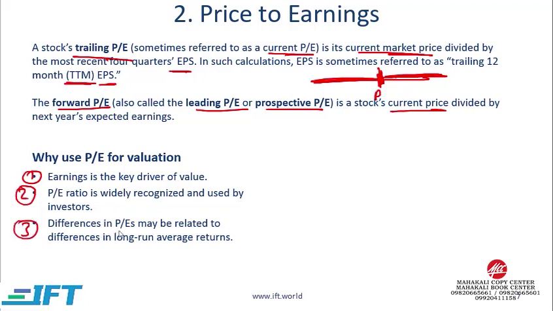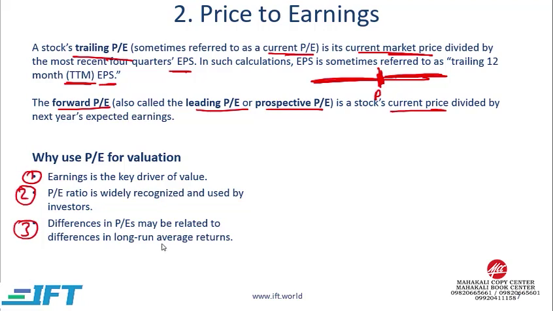And three, differences in PEs may be related to differences in long-run average returns. This connects with a reading you did at level 1, a reading in equity on anomalies. You might recall that in looking at equity markets, one anomaly that was highlighted was that companies with relatively low PEs tend to outperform companies with relatively high PEs. So a lot of people do believe that.